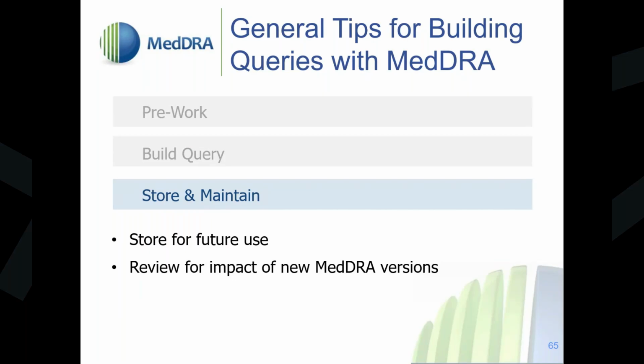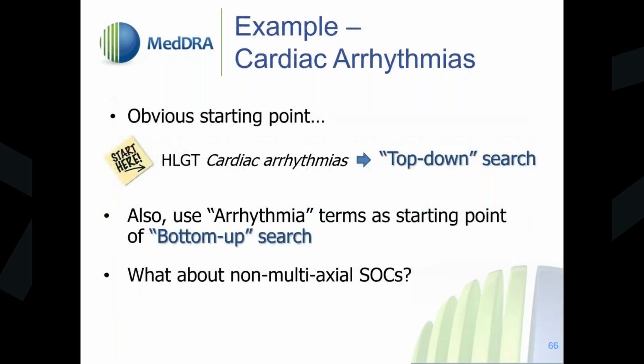So it's important to look at the changes that happen to MedDRA and maintain your query that you built and document everything. So here's an example. You're interested in cardiac arrhythmia. A good place to start is the HLGT cardiac arrhythmia. So let's find that HLGT.